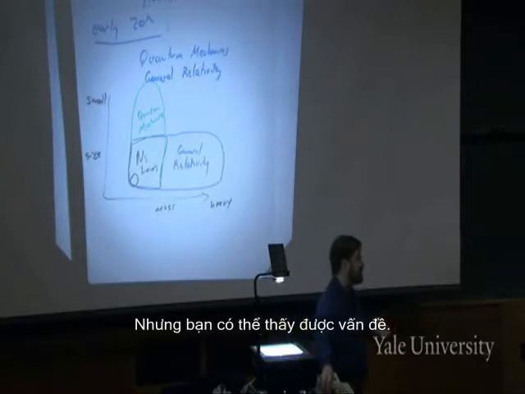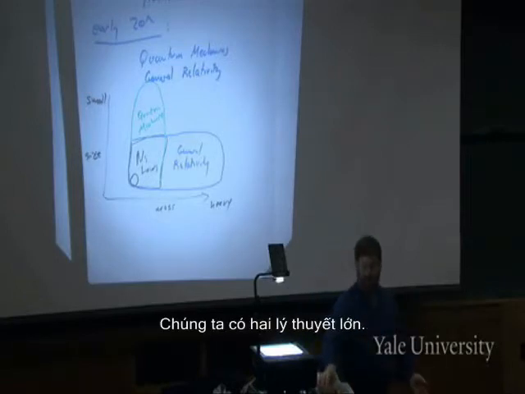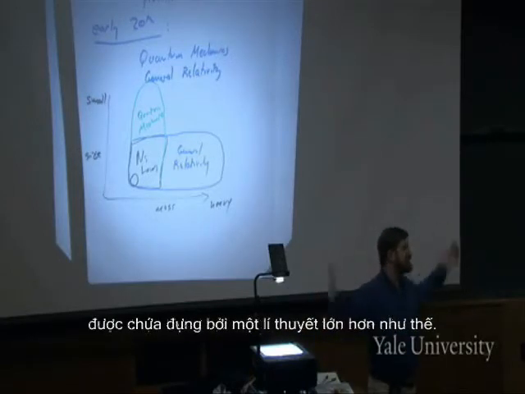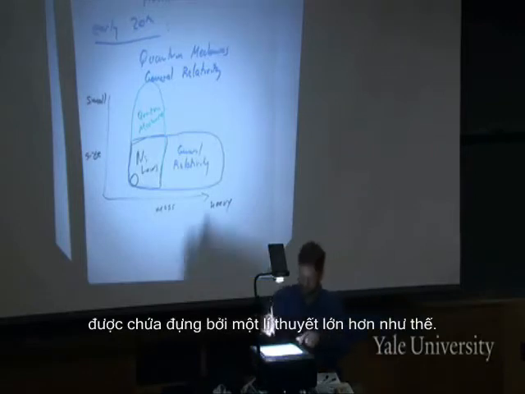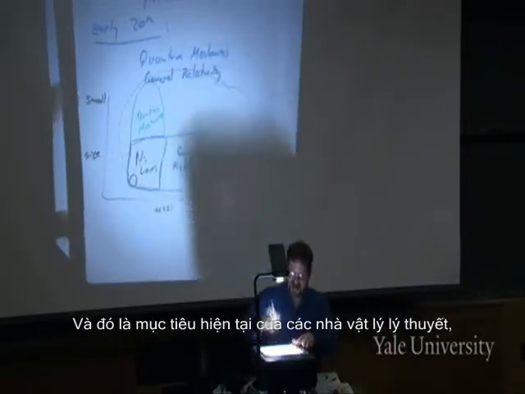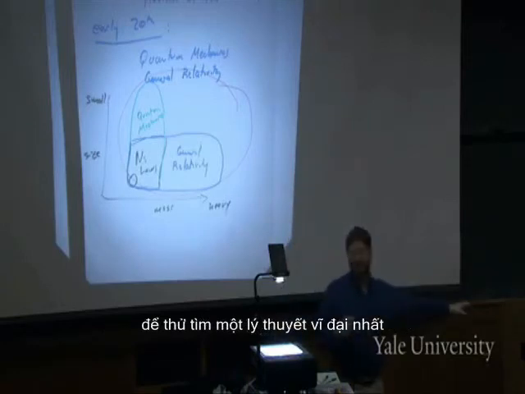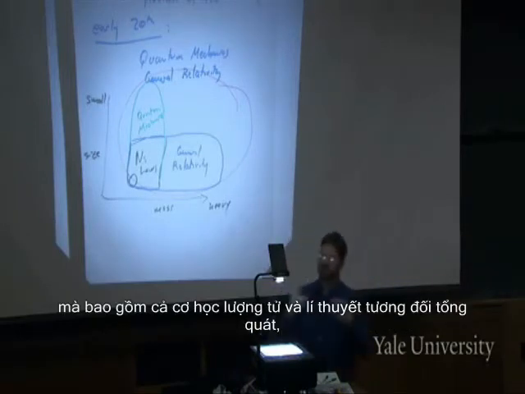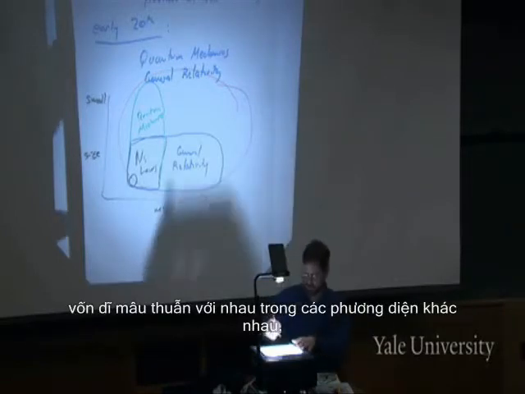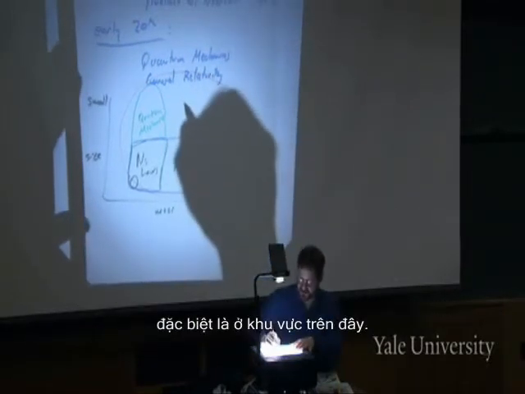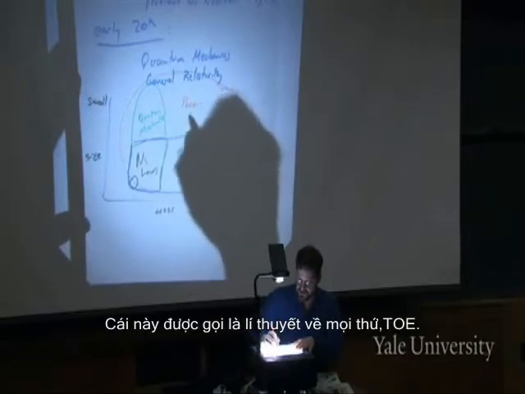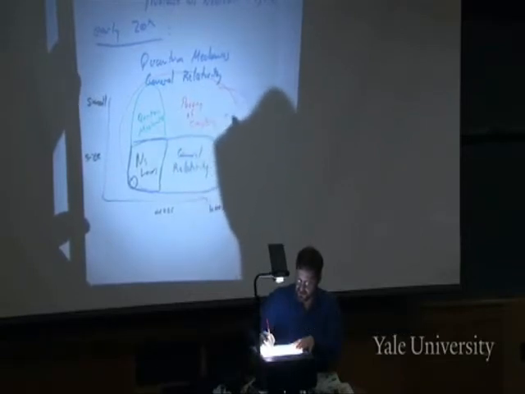But you can see the problem. We've got two big theories. You really want those theories to be encompassed by one yet bigger theory. And that is the current goal of theoretical physics, to try and find the one great theory that encompasses both quantum mechanics and general relativity, which contradict each other in various awkward ways, particularly in this region up here. This is called the theory of everything, or TOE.